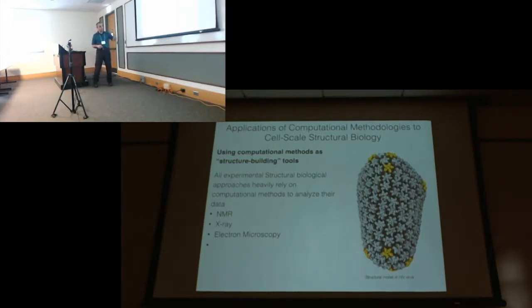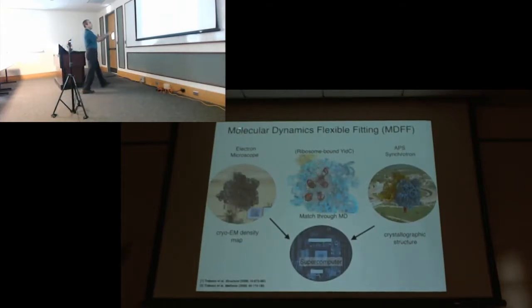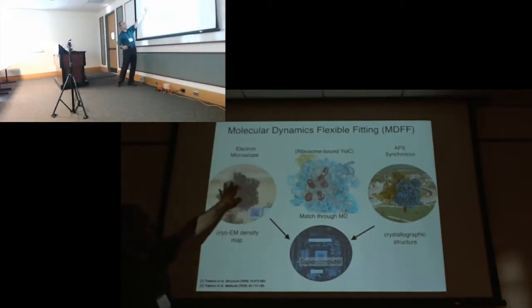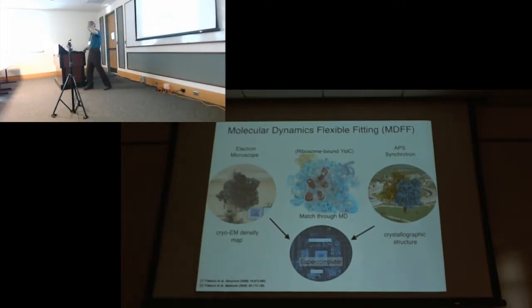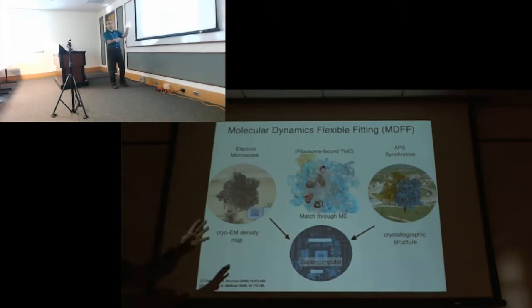And as you will see, in many of these steps, we're going to use MD as a refinement technique. So for example, we have this tool called molecular dynamics flexible fitting. So usually what you do, you get your electron microscopy map. It's usually low resolution. It doesn't allow you to resolve atomic detail of a protein. But then you might have atomic detail of the protein in a different state, maybe in a different conformation, from X-ray crystallography. Or you might have put together a model somewhere else. And you would like to fit this into this density.